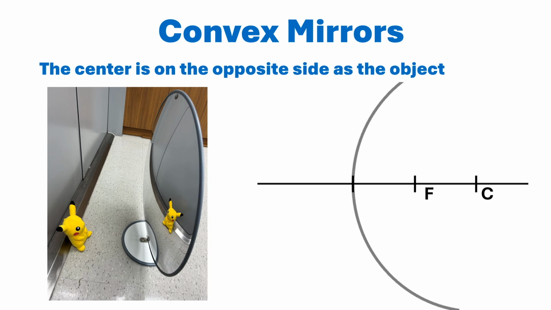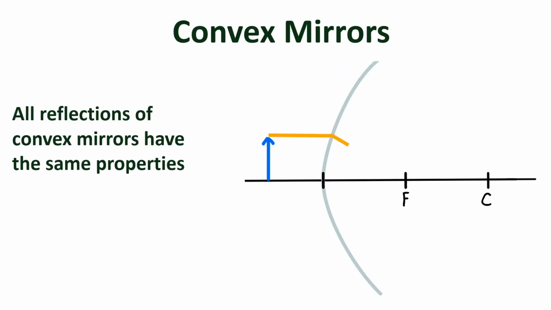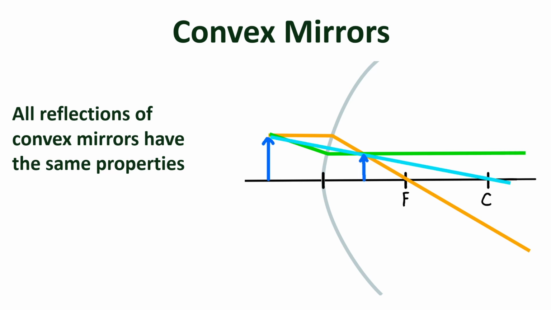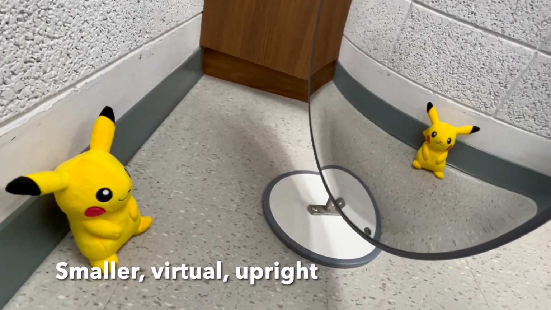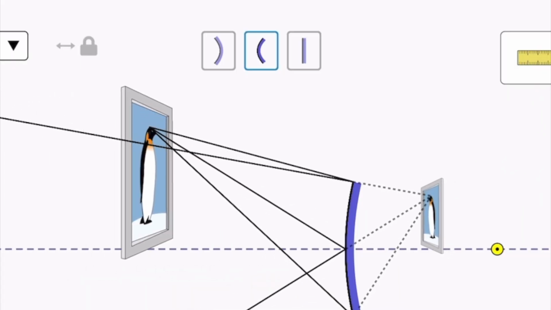For a convex mirror, it's the outside surface of the sphere that is reflective, and here the focus is within the mirror. The principal ray rules are the same, but now they just pertain to the focus and center on the other side of the mirror. And then all images in a convex mirror will all have the same properties, which are they are smaller, they're upright, and they're virtual images.